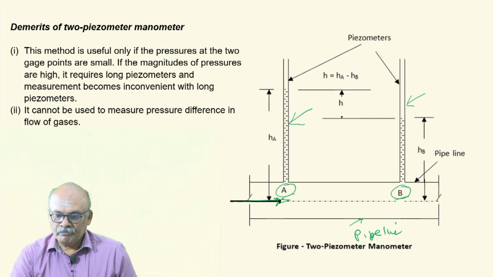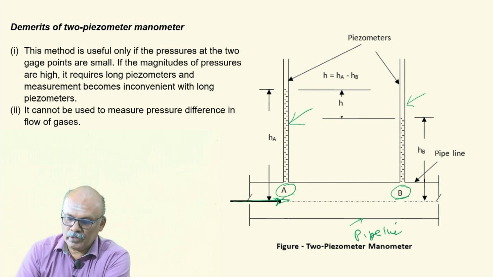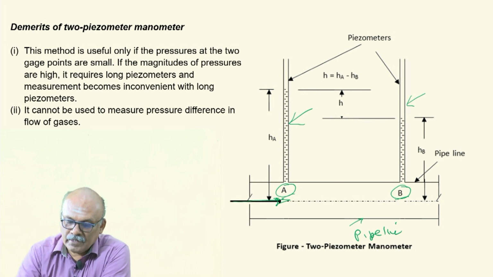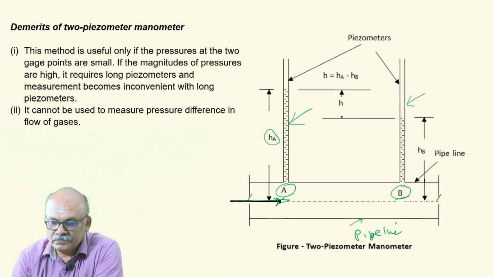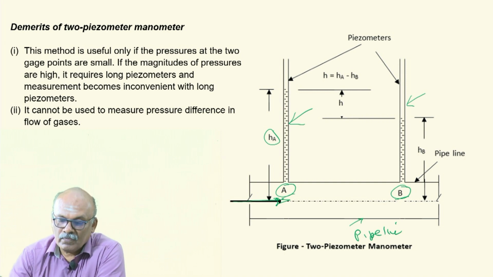Here, because of the pressure at A, the pressure is transmitted in the form of rise of the liquid which is flowing through the pipeline to a height HA. There is a rise of liquid in the piezometer. Here please note, the 2 piezometer manometer can be used to measure only difference of pressure in which liquids are involved. We cannot measure gases because gases do not have a free surface.